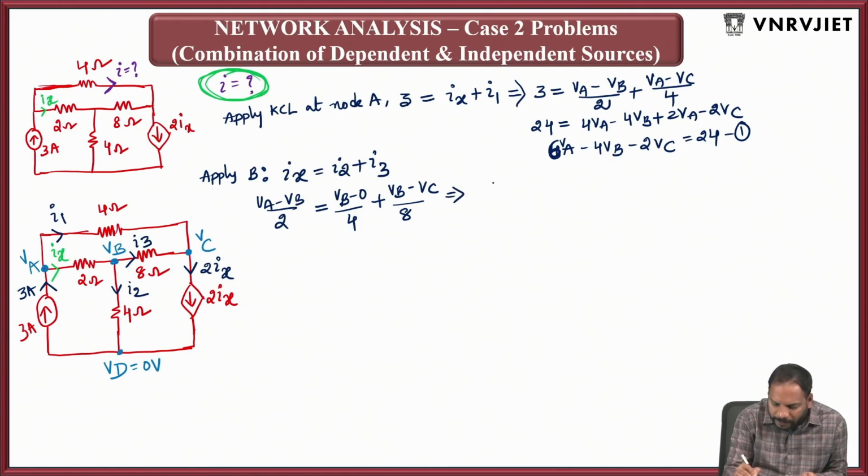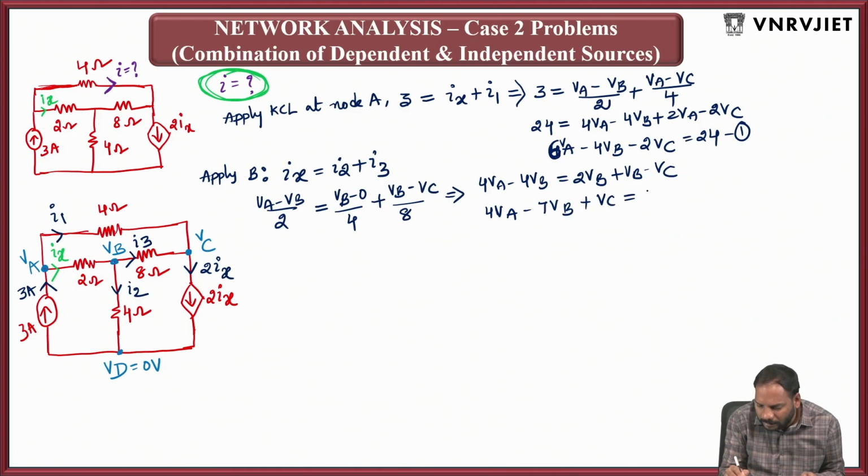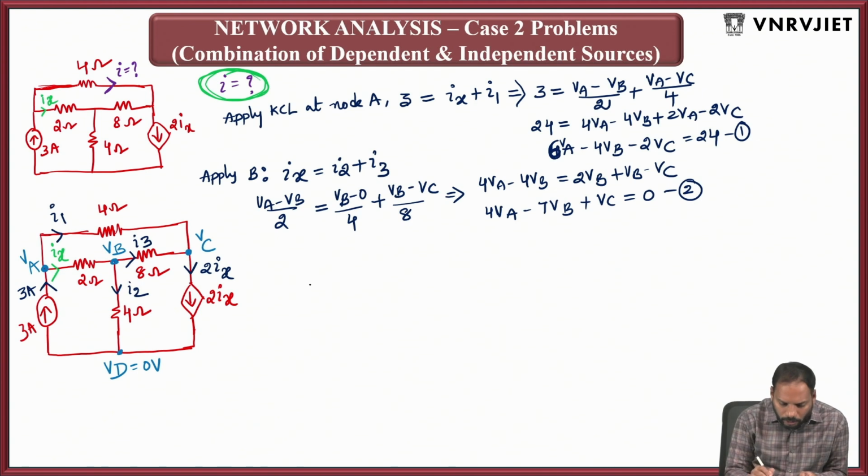If you multiply with 8, what will happen? 4VA minus 4VB is equal to 2VB plus VB minus VC. Rearranging the things, 4VA, 3VB, if you bring it to the left side, minus 7VB, and minus VC on the right side, you'll get plus VC on the left side equal to 0. So this is equation 2. Now we have one more node, right? That is C.